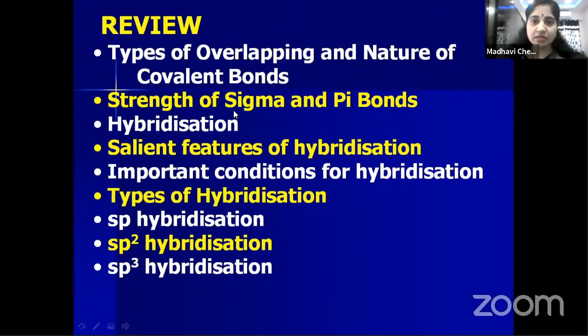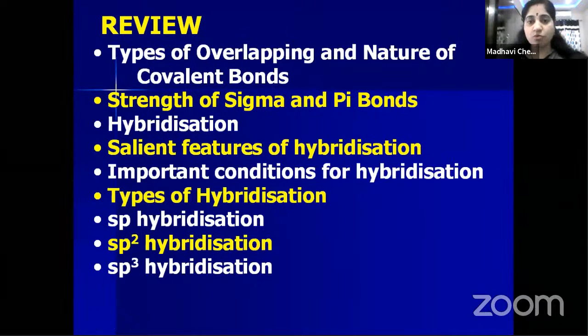Next, strength of sigma and pi bond. We know that the strength of the bond depends upon the extent of overlapping. In the case of a sigma bond, the extent of overlapping is more. That's why a sigma bond is stronger when compared with the pi bond. These things we have discussed in the previous session, children.